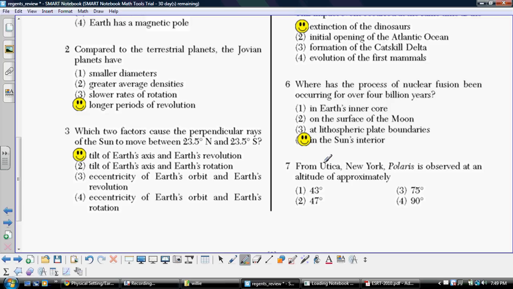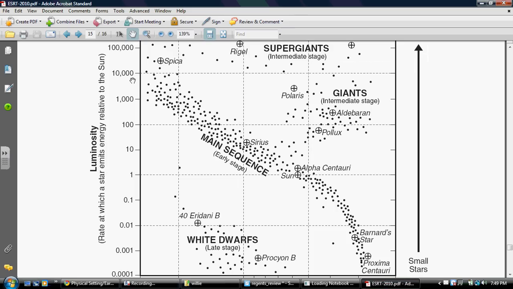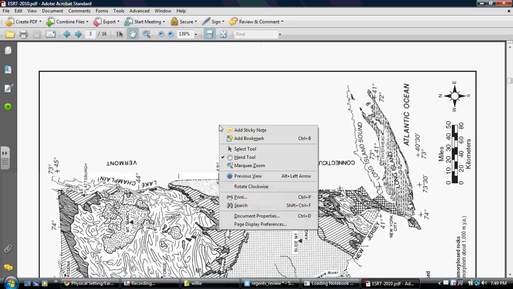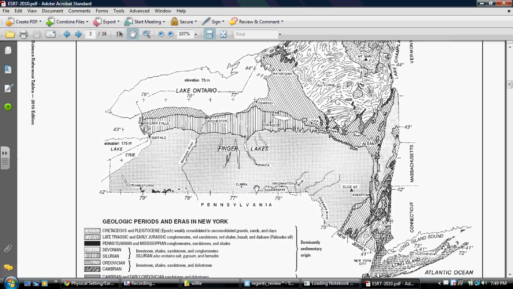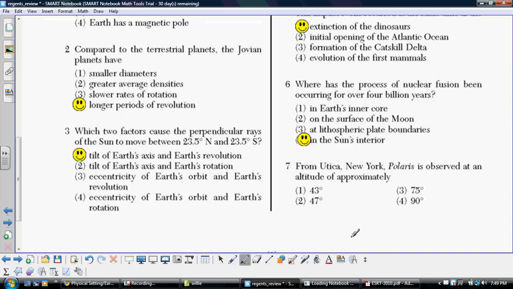Another altitude of Polaris type question. You should be very familiar with these. Utica, New York. Polaris is observed at an altitude of approximately. Okay. We know that the altitude of Polaris, the angle it is in the sky, is going to be equal to your latitude. So if we look that up in the reference table, we want Utica, New York. It'll be on page 3 of the reference table. Oh, and we have to rotate this thing. Okay, Utica, New York, right here. And we see that that's right around 43 degrees northern latitude. And therefore, when we look at our answer choices, okay, 43 is right here. Boom. All right, page 1, done.